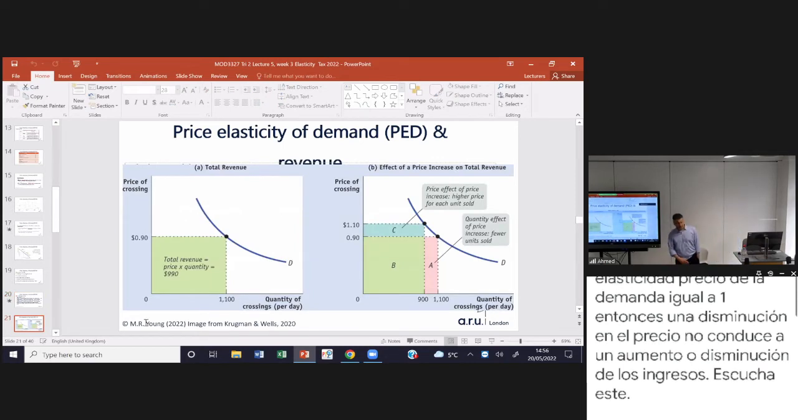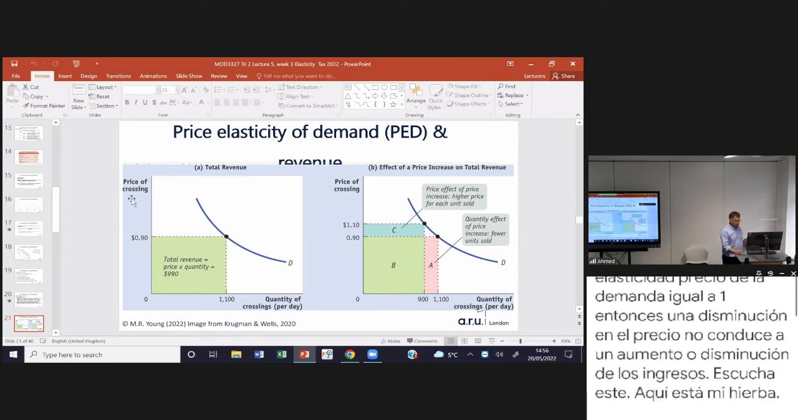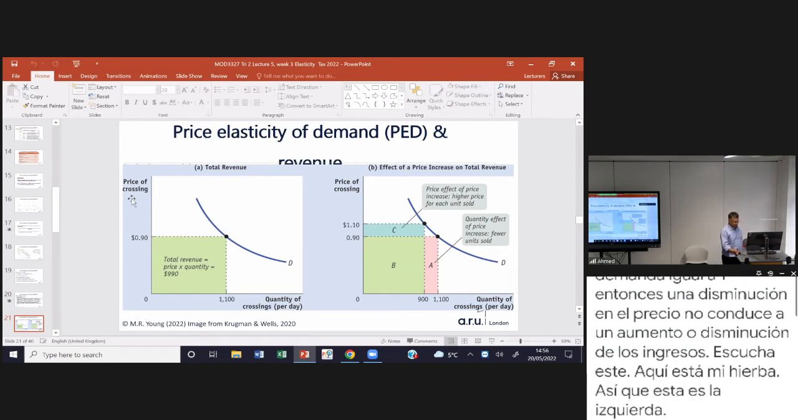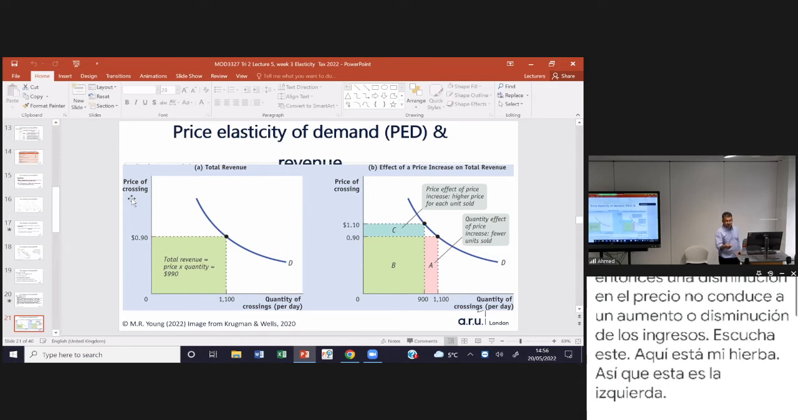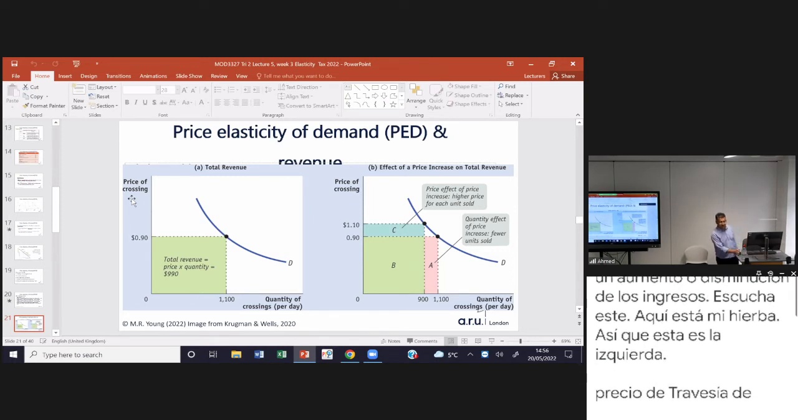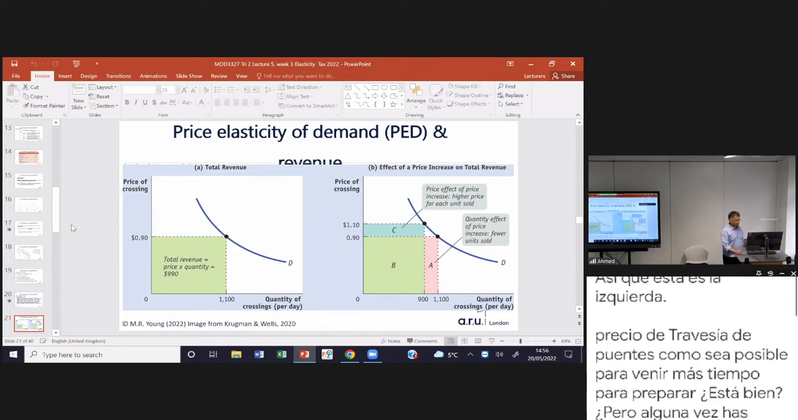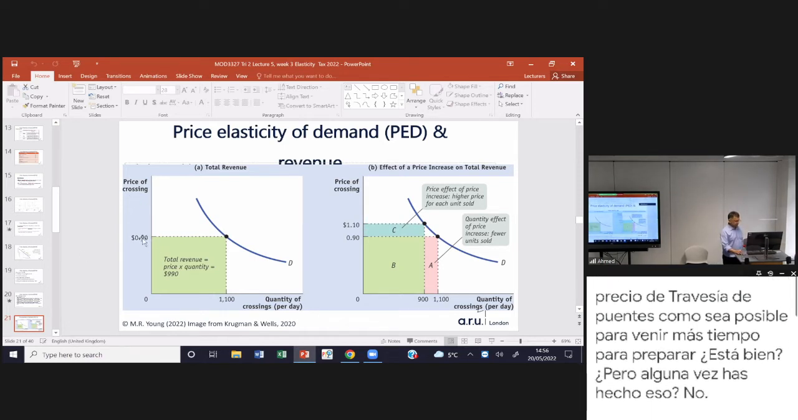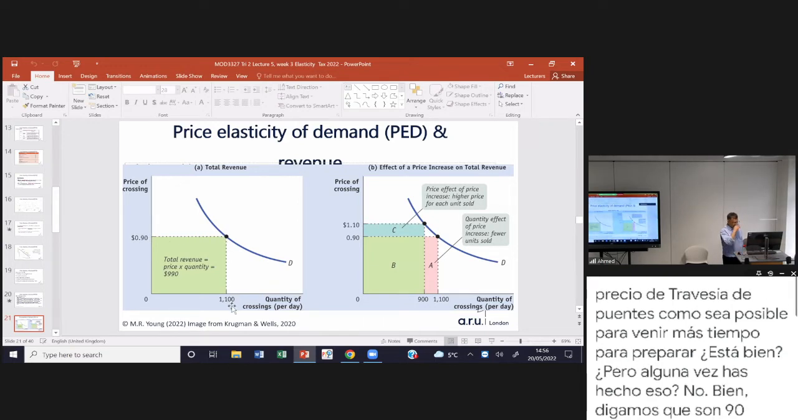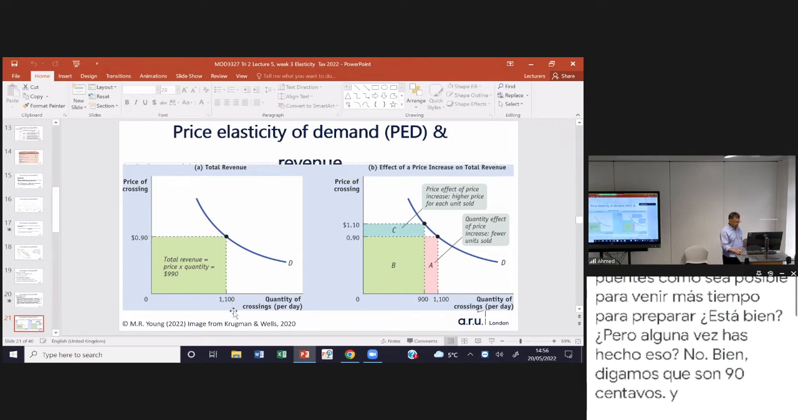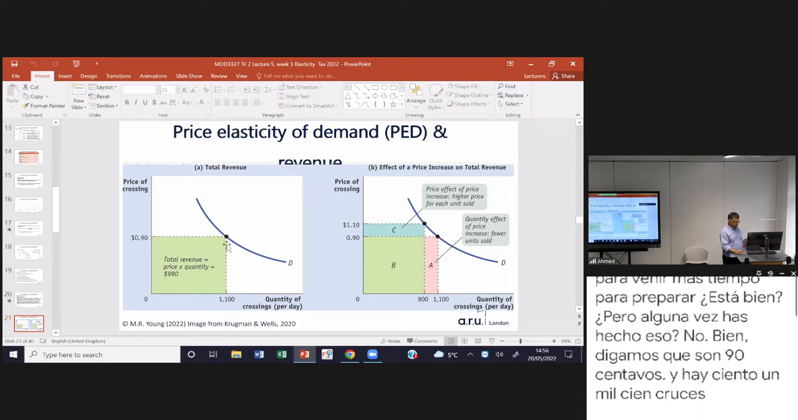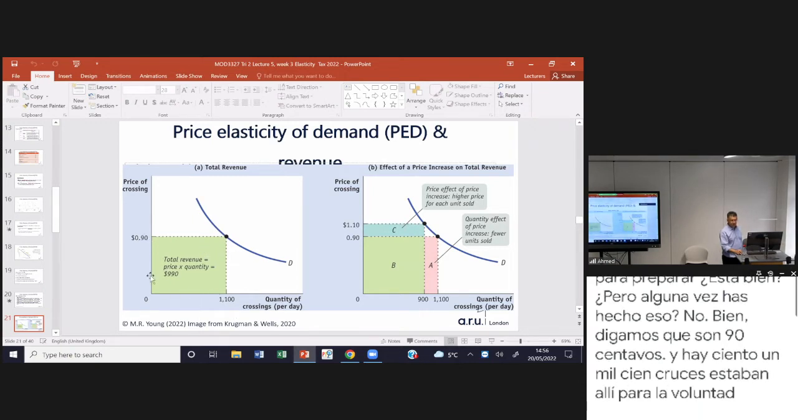Here is my graph. On the left is the price of crossing, I suppose crossing a bridge or something like that. Sometimes you have to pay a toll fee, is that right? Anybody ever done that? No? Okay, let's say it's 90 cents, and that's 1,100 crossings per day. So the revenue will be 1,100 multiplied by 90, which is $990.